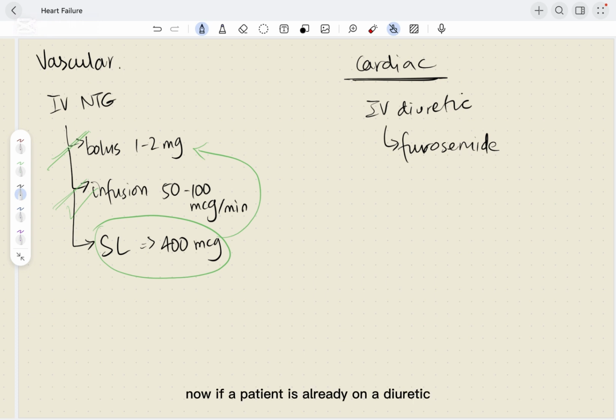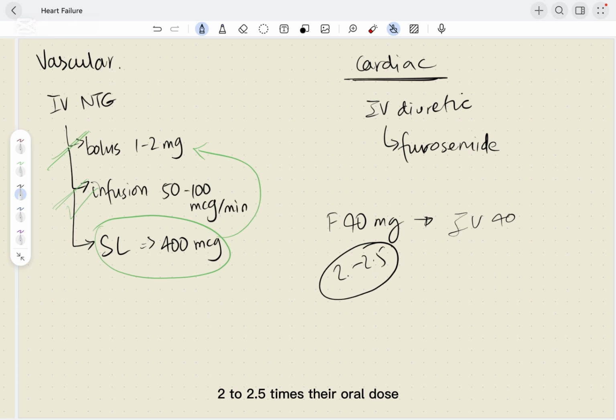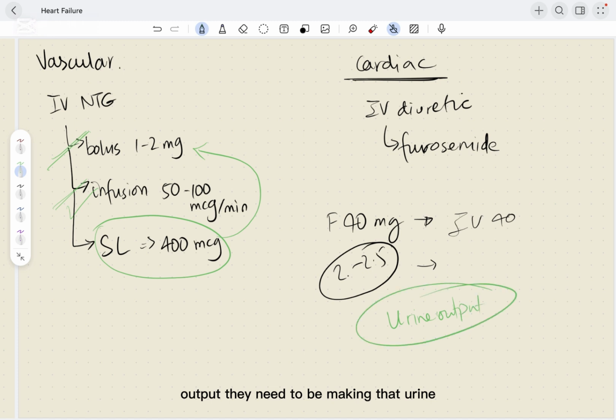Now, if a patient is already on a diuretic, let's say the patient is taking furosemide 40 milligrams. When they come to the ED, the bare minimum that we should do is give them IV 40, but some approaches have recommended giving them 2 to 2.5 times their oral dose. So they would recommend around IV furosemide 80. Regardless of whatever approach you start them on, one parameter that needs to be monitored is urine output. They need to be making that urine because you're diuresing them.